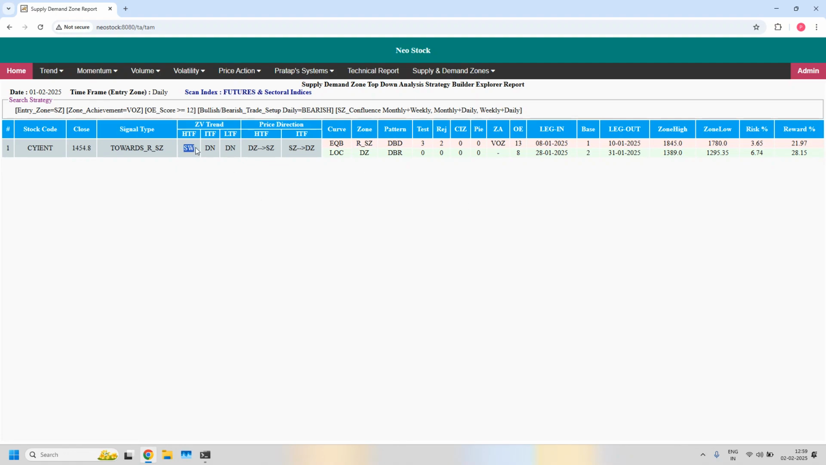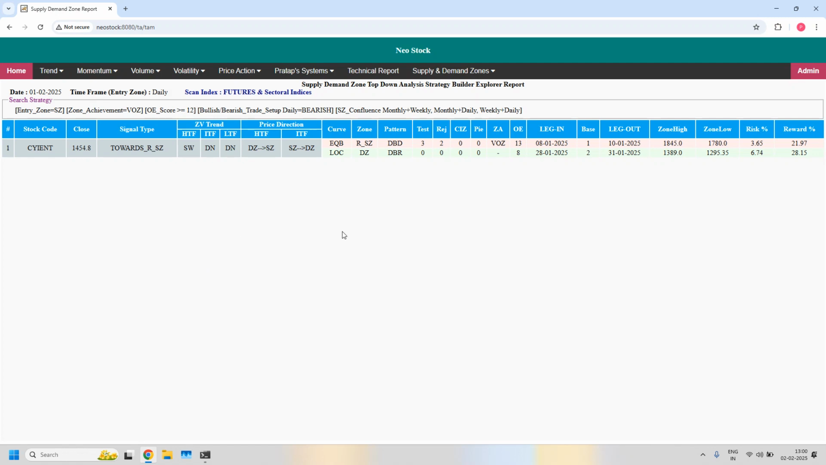But monthly trend is sideways. Sideways EMA confluence does not add any extra advantage. So we are not further filtering based on EMA. We are limiting to this report. So this is about bearish trade setup for monthly income trade. Okay. So monthly income trade is completed.